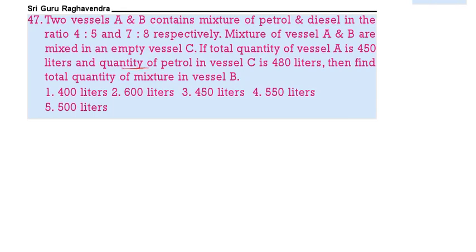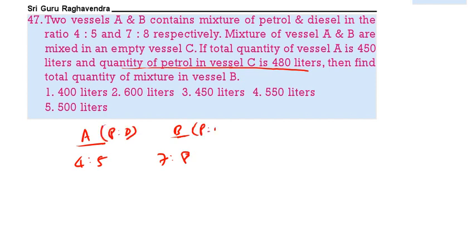Next question. Two vessels A and B contain petrol and diesel in the ratio of 4:5 and 7:8 respectively. The mixtures of A and B are mixed in an empty vessel C. If the total quantity of A is 450, and the quantity of petrol in C is 480. Now we are having A and B. A is 4:5 and B is 7:8, that is petrol is to diesel. Now A totally we are having 450 liters.